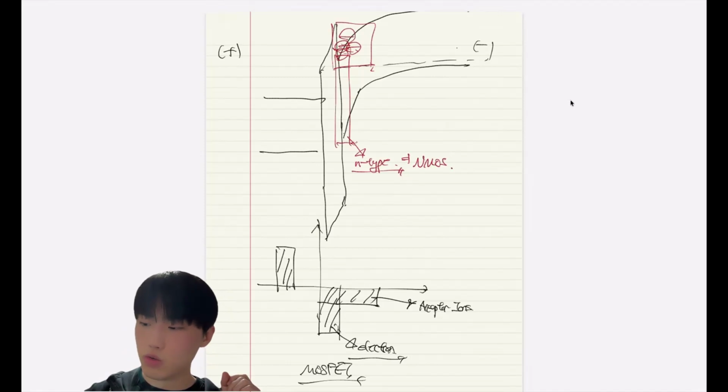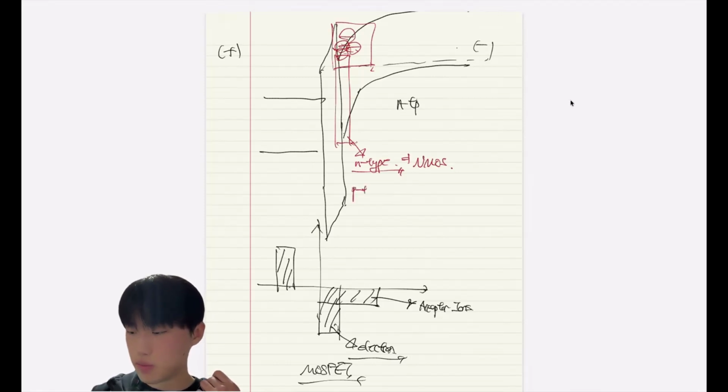But when we use an n-type substrate on the body side and P plus polysilicon on the gate side, the channel will be p-type, so we say p channel, and this will be PMOS.